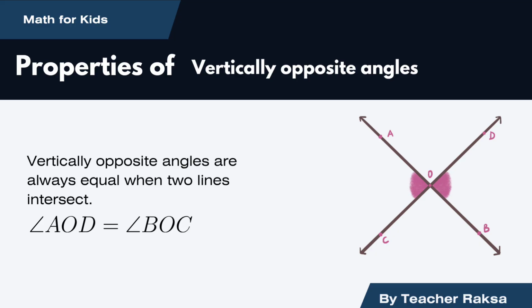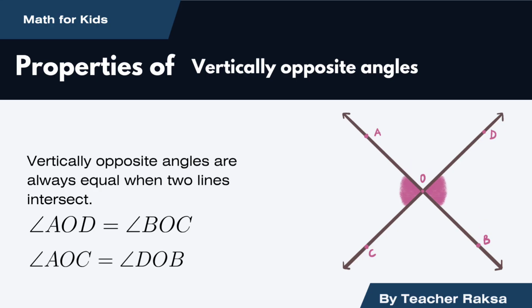In this figure, we have two lines, AB and CD, intersecting at point O. This creates four angles. According to the rule, angle AOD equals angle BOC, and angle AOC equals angle DOB. Now let's apply this rule to a real problem.